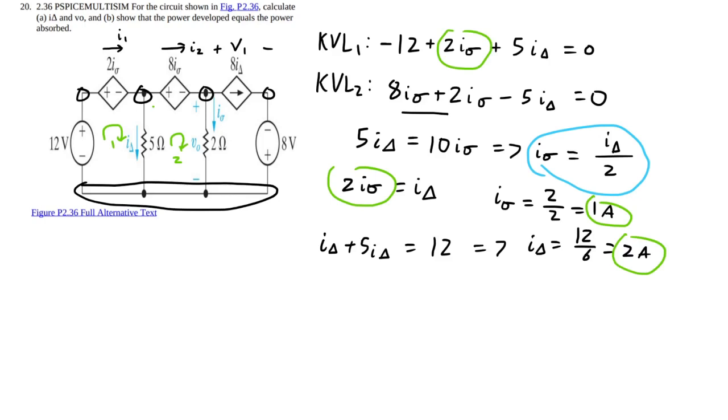We found I delta, now we have to find VO. To find VO, we're going to use Ohm's law. VO equals I sigma times R. I sigma is known to be 1 amp, so 1 amp times 2 ohms is going to be 2 volts. Okay, so now we've found all of the things we need for part 1. Now it's just a matter of cleaning up.